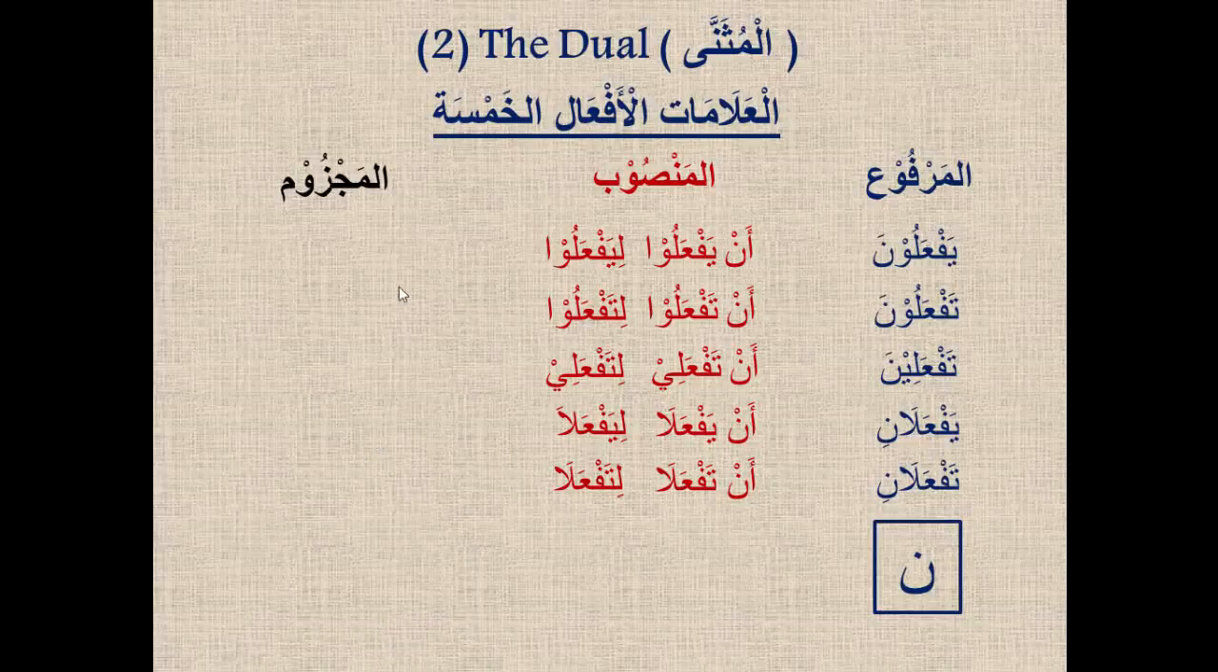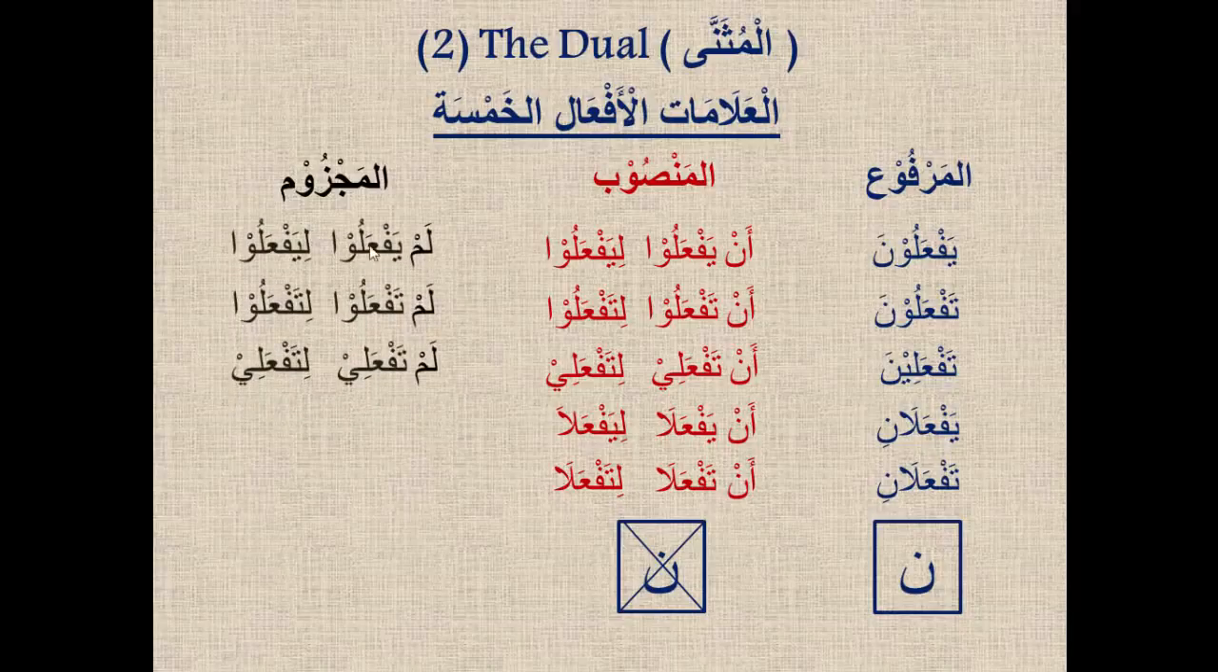And in the majzum, when we add a jazim, okay, so the marker for the mansub is dropping the noon, and then in the majzum, we get lam yaf'alu, li yaf'alu. Same case, we've dropped the noon, hadhf an-noon. Lam taf'alu, li taf'alu. Lam taf'ali, li taf'ali. So this is lam or lam al-amr. Same case happens to our dual verbs. Lam yaf'ala, li yaf'ala, or lam taf'ala, li taf'ala, dropping the noon.